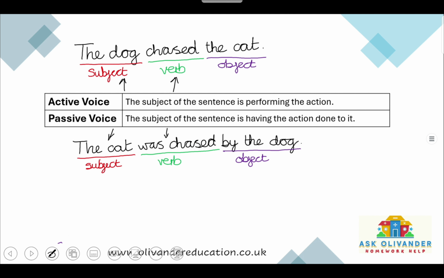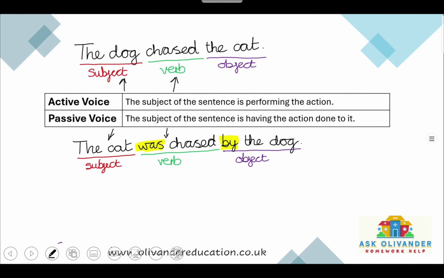I often tell students when spotting the passive voice to look for auxiliary verbs, such as the was before chased, but also for the word by, which indicates that someone else must be doing the action. Often, however, the object is not included in the sentence, but by adding a simple phrase like by the dog at the end of the sentence, you can still see that it is a passive sentence.